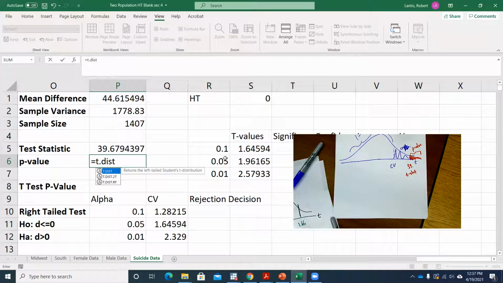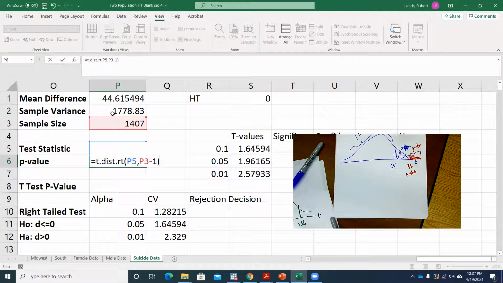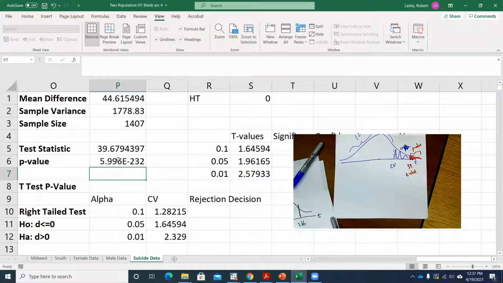Now you'll notice there's a helpful additional function that we didn't really have for the normal distribution, which is .rt. So I tell it my test statistic, comma, my degrees of freedom, which was the sample size minus 1, and it'll give me my p-value. Now it's incredibly small. We shouldn't be super surprised about that.